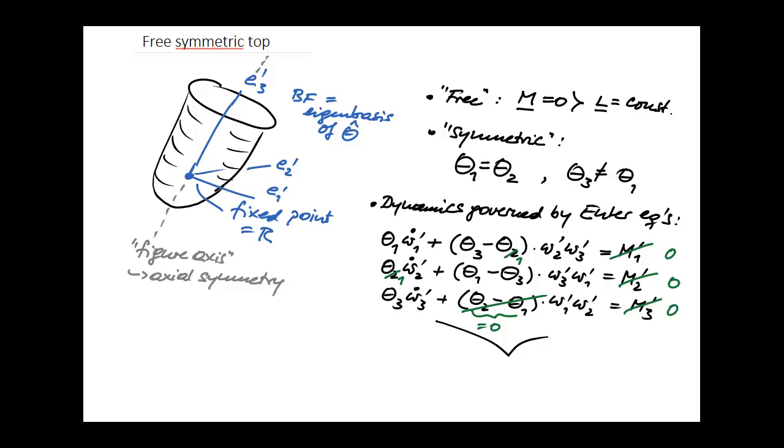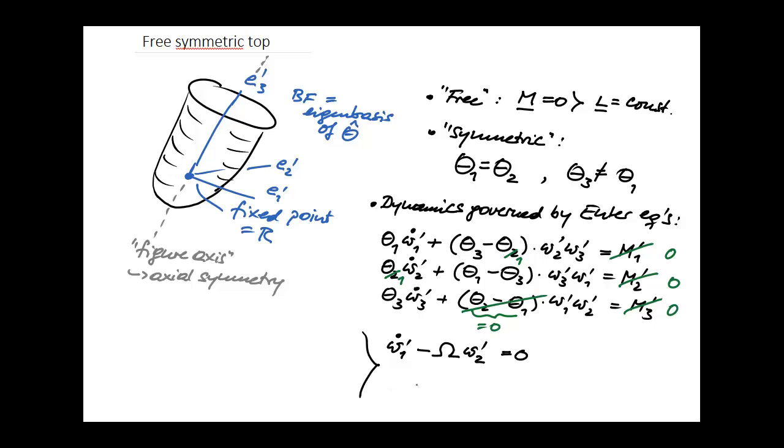Now we can rewrite these equations in a compact form. The first equation we can divide by theta 1, and then the first equation reads omega 1 prime dot minus a capital omega times omega 2 prime is equal to 0. Let me, however, before I write down the second equation as well, jump to the third equation.